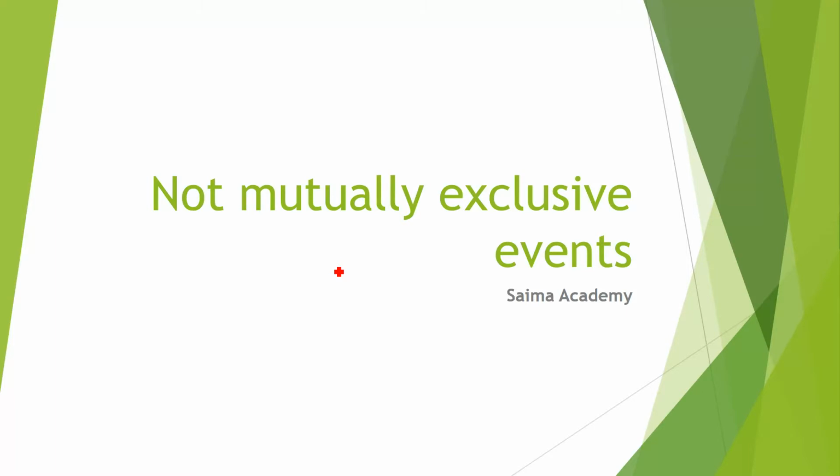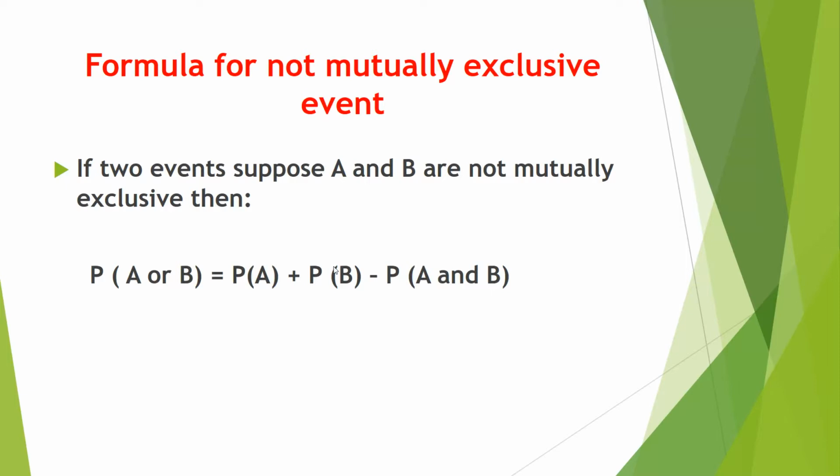In this lesson, I will explain the concept of not mutually exclusive events and how to find the not mutually exclusive events probability. The formula for not mutually exclusive events is: probability of A or B is equal to probability of A plus probability of B minus probability of A and B.